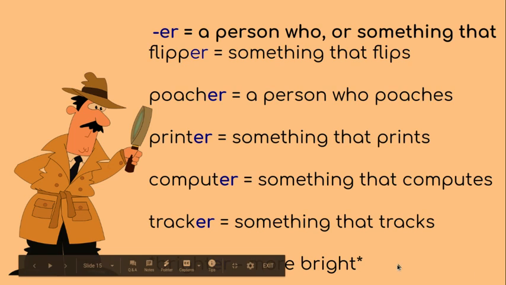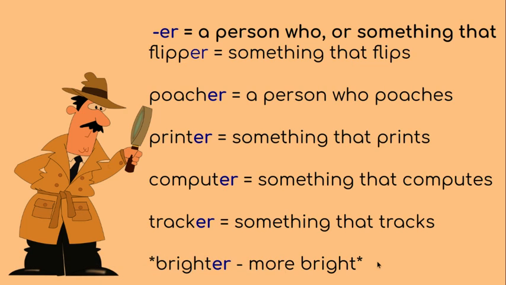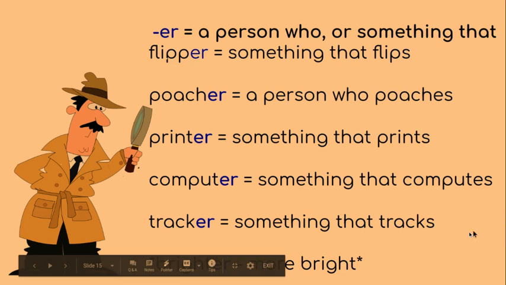Now, you also might have said the word brighter because it does end with an er and it does have a root, but not all er suffixes mean a person who or something that. We're going to talk about adjectives later on, and we'll talk about comparative and superlative adjectives. And comparative adjectives mean something that is more. So brighter would be more bright. Sometimes it can be a bit tricky, this English language.